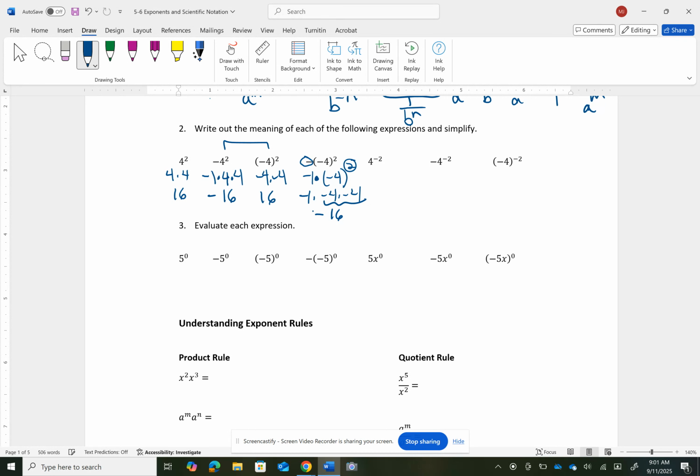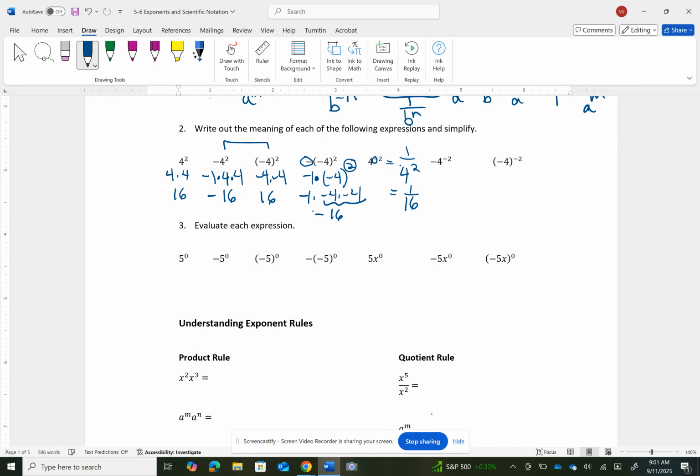Now the last three, the exponent is negative. So you're going to be expecting these to turn out to be fractions. Remember, a negative exponent doesn't mean a negative number. That would mean 1 over 4 to the second, and then 1 over 4 to the second would be 1 over 16.